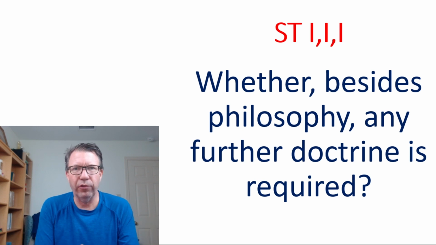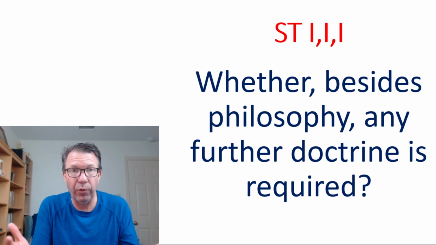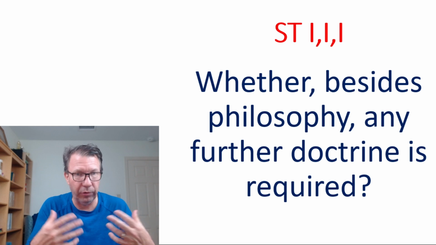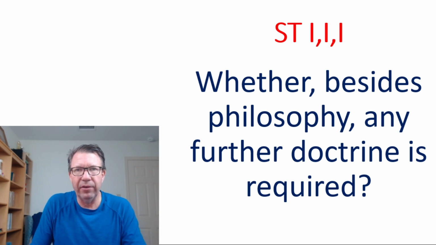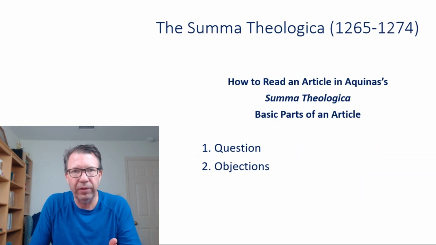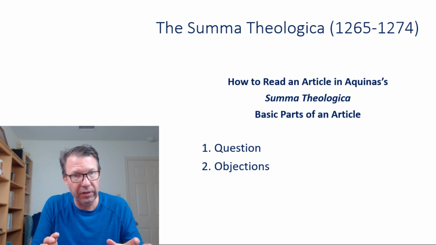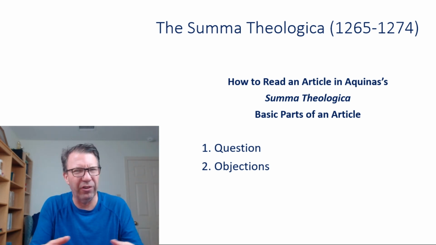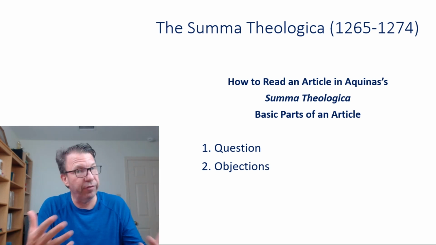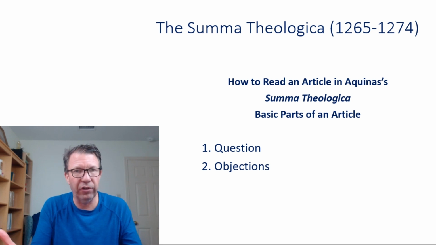Thomas asks in the first article whether besides philosophy any further doctrine is required. Now he's going to argue, yes, there is further doctrine that's necessary. He calls it sacred doctrine as opposed to philosophy. And so that's the question. The next thing he's going to do is present objections. And there's anywhere from 2 to 5 or 7 objections.